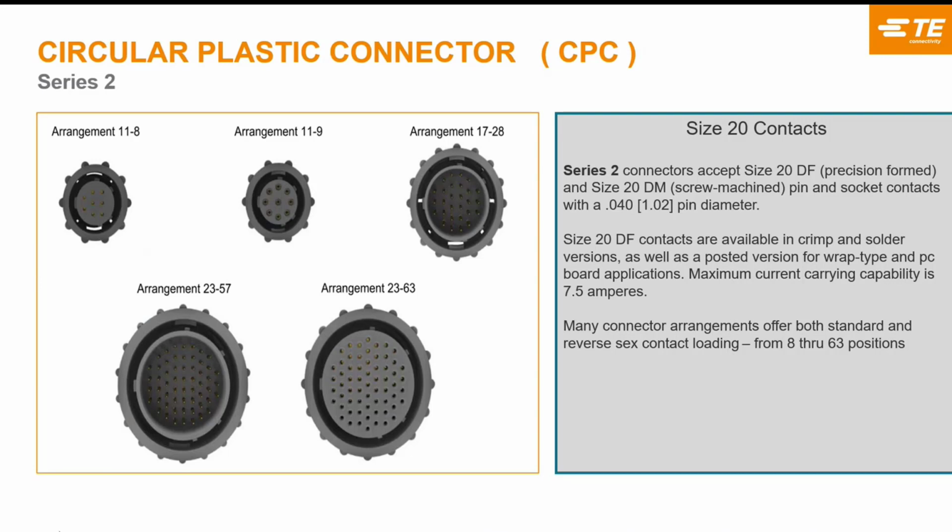It's a higher density, so you can fit more contacts in the same amount of space. In other words, the largest connector you see on the screen here is a 63 position connector. In the Series 1, it maxed out at 37, was the largest number of contacts. So in Series 2, the contacts are slightly smaller. They can't carry as much current, but you get more of them in the same amount of space.